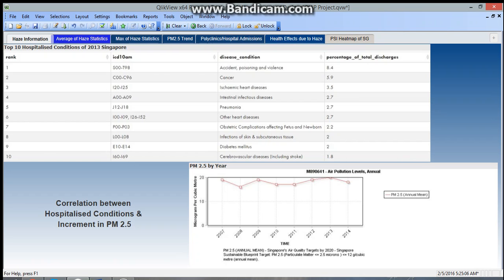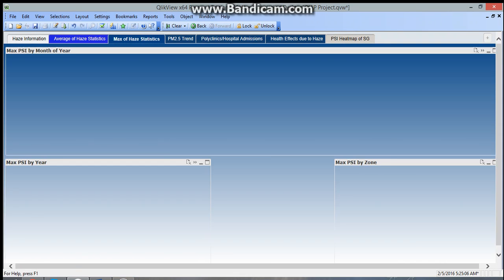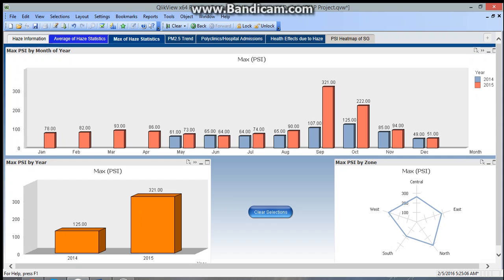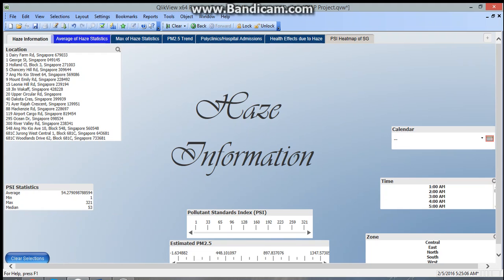So I'll move on to what other things my data can do. You see this average of haze statistics, max of haze statistics. I want to make it historical data so that we can look at the trends and patterns of the data. With this PM 2.5 trend, we can look at it and predict future air pollution levels, like 2016, maybe will it go down, will it go up. So that's basically the gist of what I think my dashboard can answer.